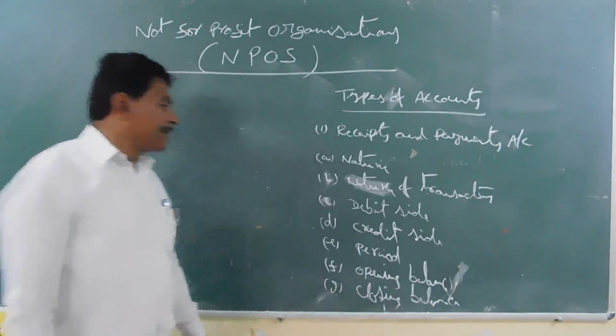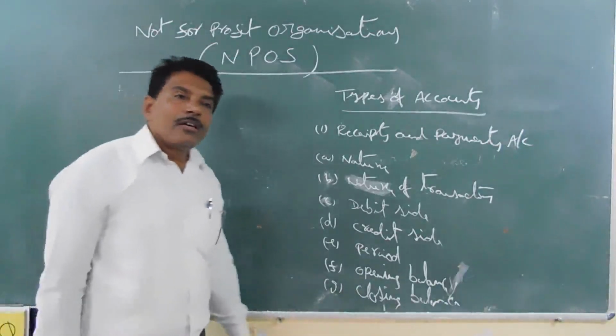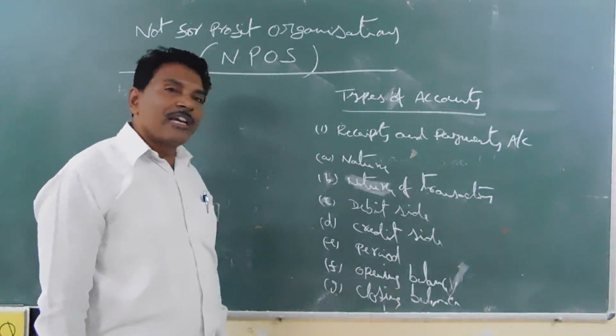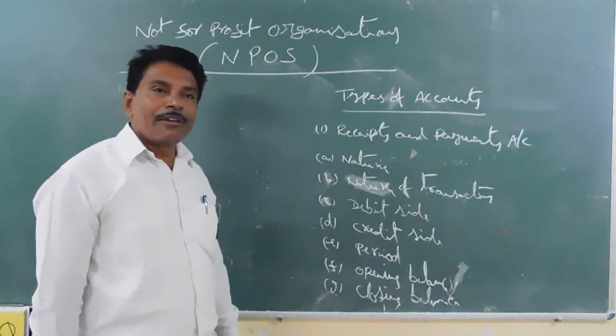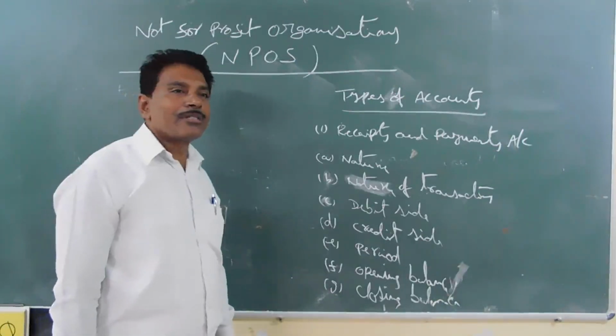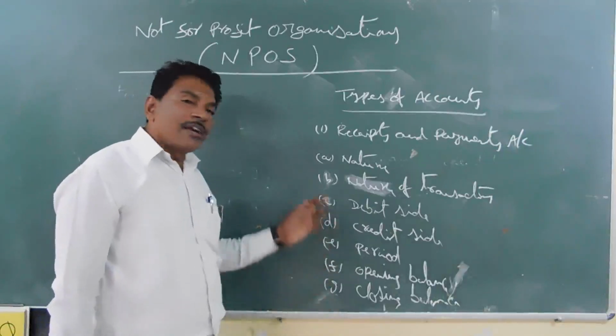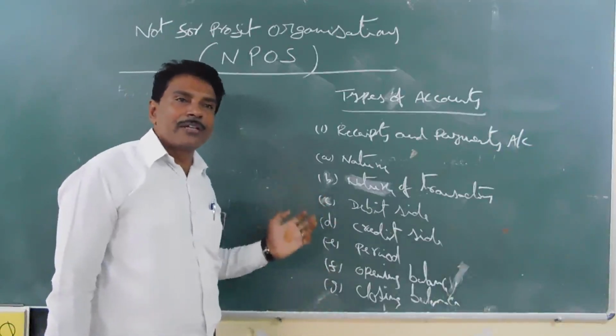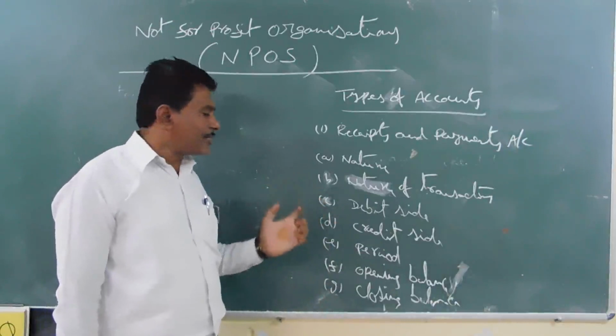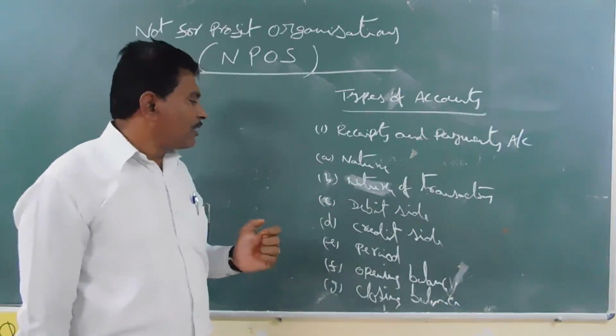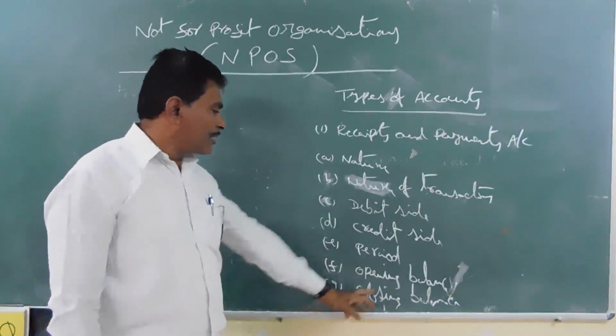Next, period. Irrespective of the period, it includes previous year items, current year items, and next year items. Receipts and payments may pertain to the previous year, current year, or next year. All these items are shown in this account. Next, opening balance.